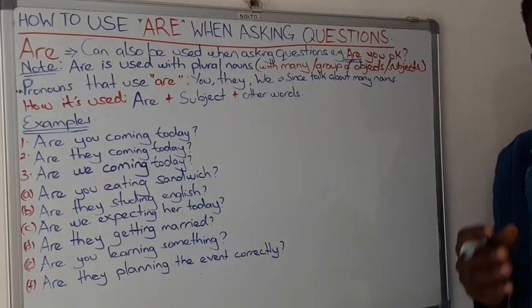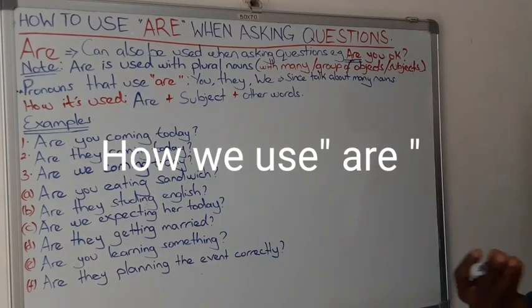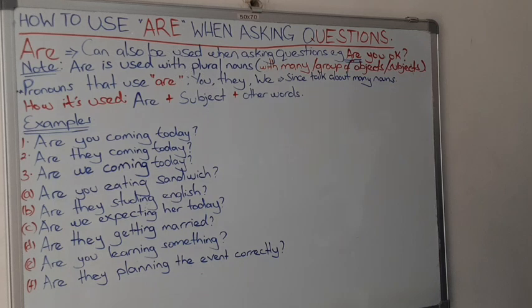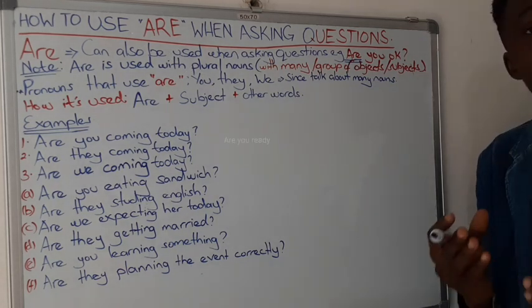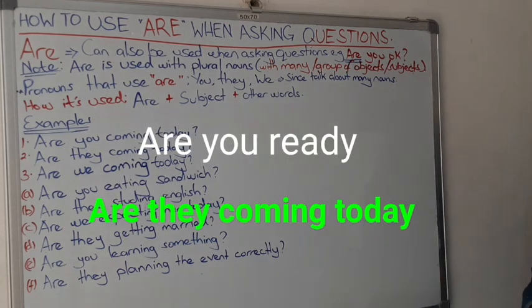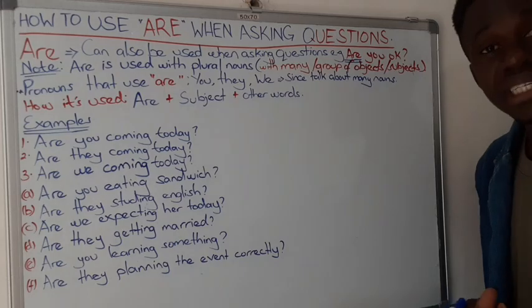So most of the time you've been asking, how do we use "are" when we want to inquire about something or when we want to ask questions? For example, are you ready for the party? Are they coming today? Are we eating fish today?